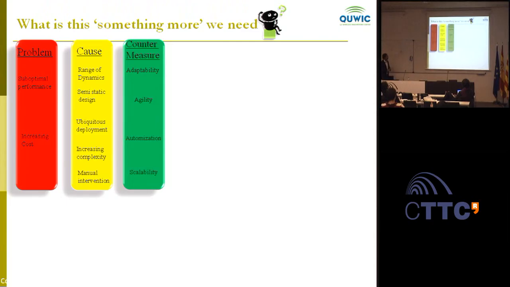Okay, so how we can countermeasure these problems? It brings us back to some terms which we have already seen. We need adaptability, we need agility, automation, and scalability. If you see, you can see some one-to-one correspondence between them. For dynamics, you need adaptability. For semi-static design to cope with that, you need to bring in some kind of agility. And for increasing complexity, you need to automate the whole process. And to remove the manual intervention also, you need automation and scalability.